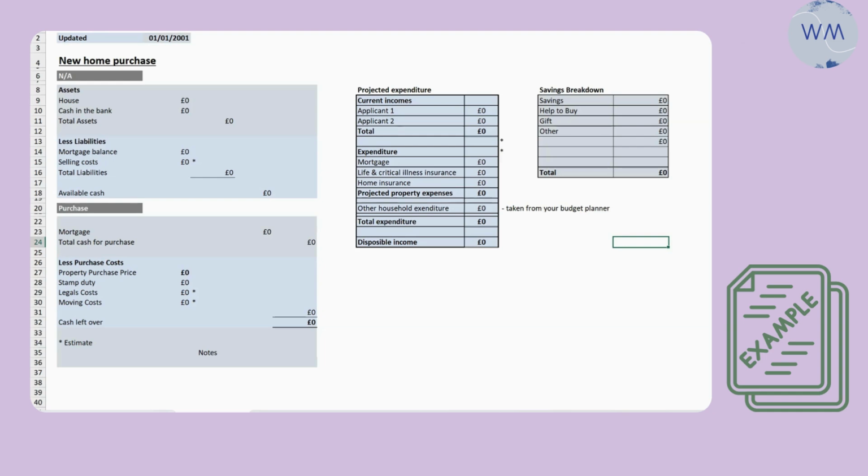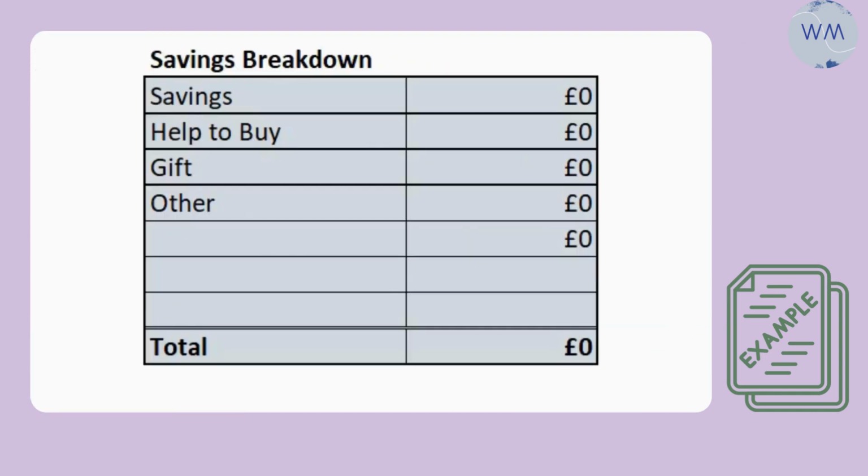Breaking down your savings. We're interested in looking at what cash you've got in the bank, whether you've got any assistance from the government, any gifts that you've received from family or loved ones, and then you've got other savings as well that might be investments or otherwise.